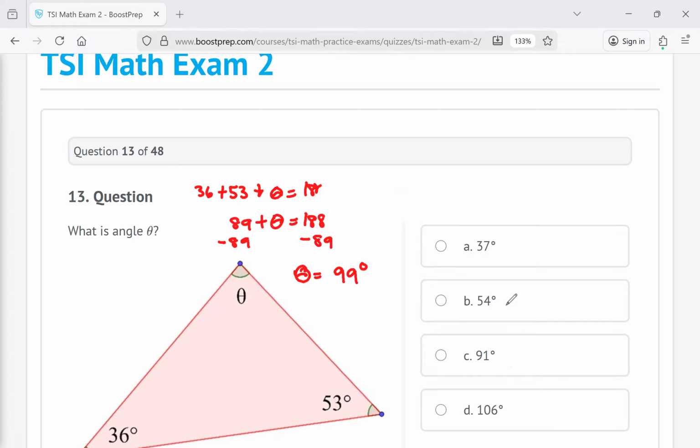Why don't I see my answer? Did I do this right? 36 plus 53. Check. 36 plus 89. Why did I put 88? It should be 180. What's wrong? Okay, so 180 minus 89 is 91.